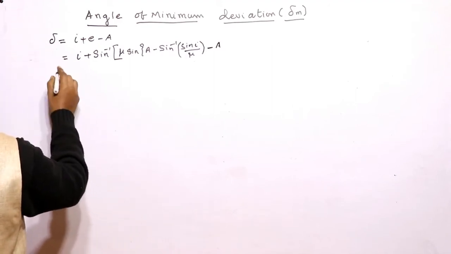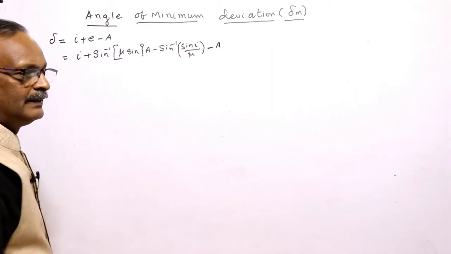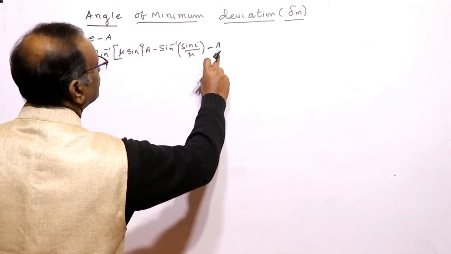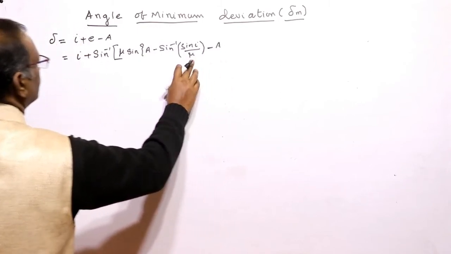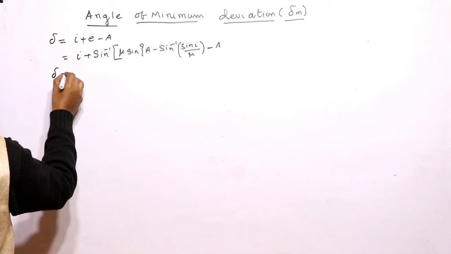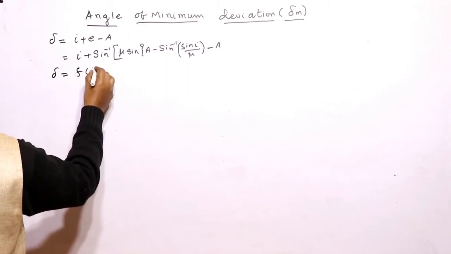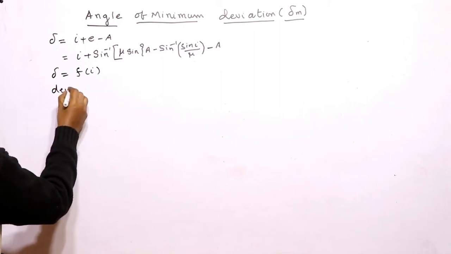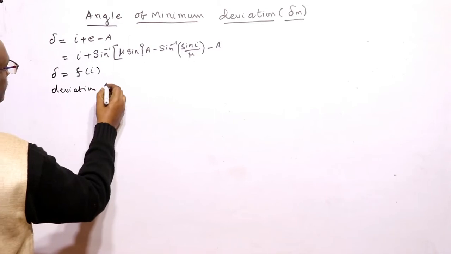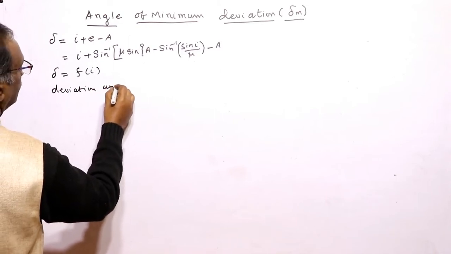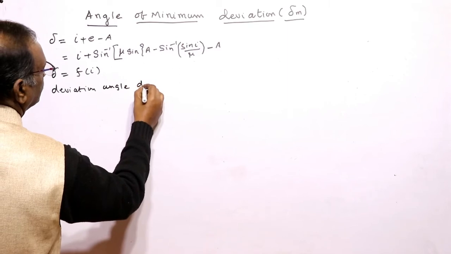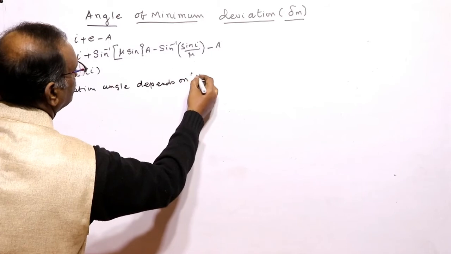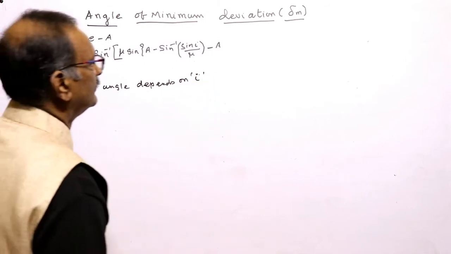So from this, since for a given prism the angle of prism is constant and the refractive index is constant, the deviation is a function of I. That is, the angle of deviation depends on the angle of incidence.